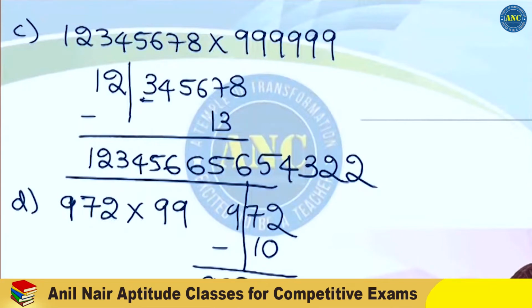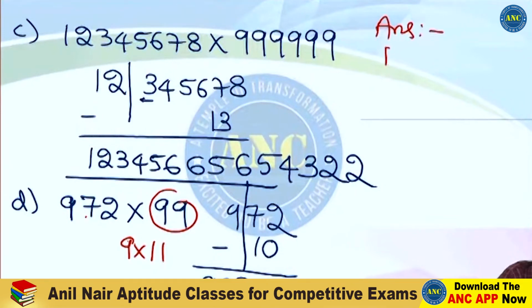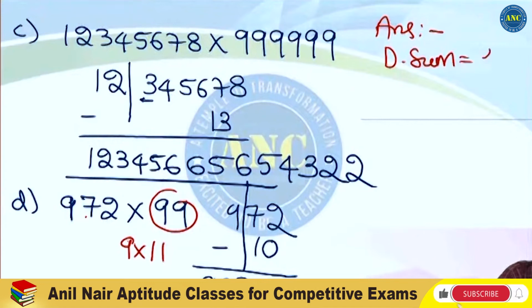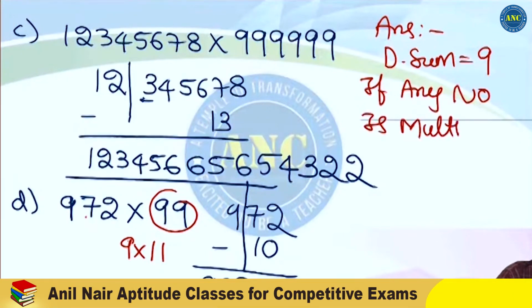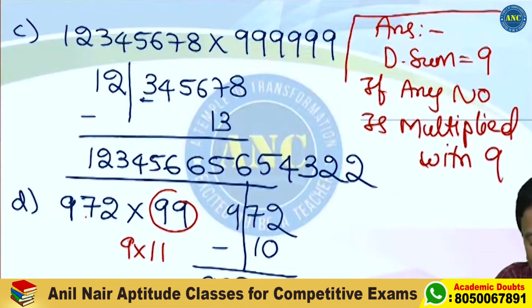Now, one minute, sir. If it is given in the examination, probably you can do it in a different way. See here, 99 is 9 into 11. 9 into this number, the answer digital sum will be 9. Please write down: if you multiply any number with 9, the answer digital sum is always 9.